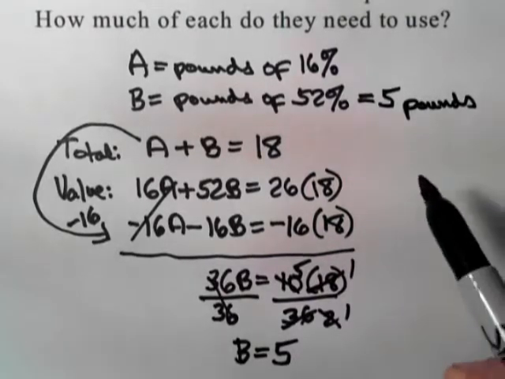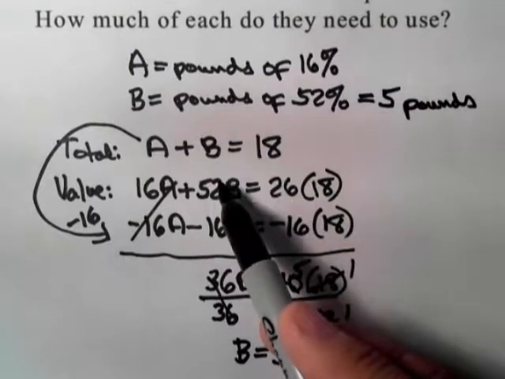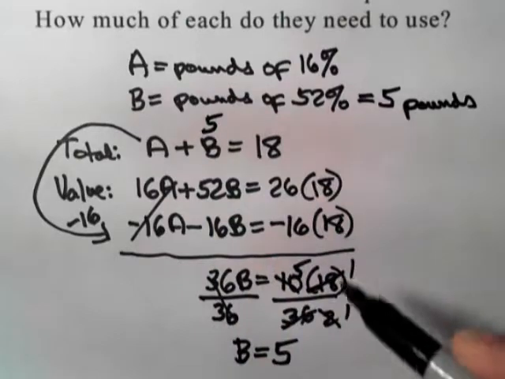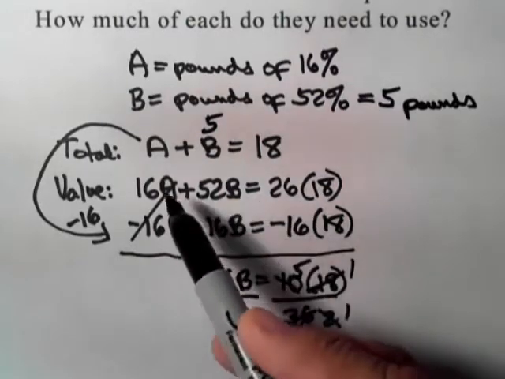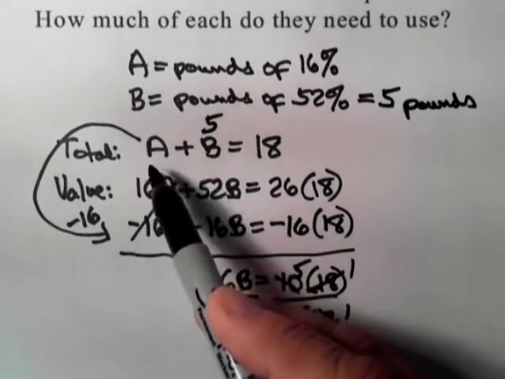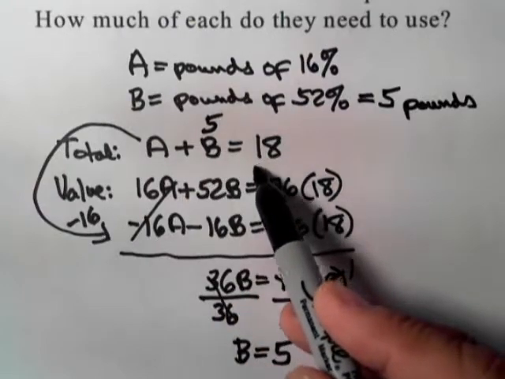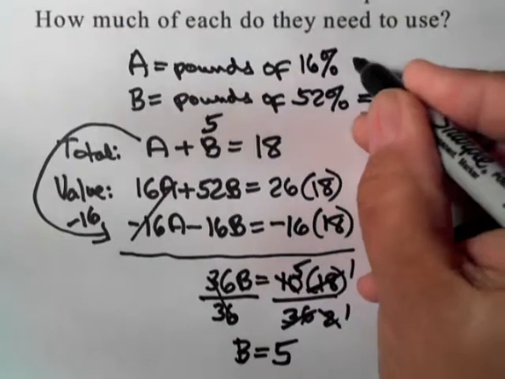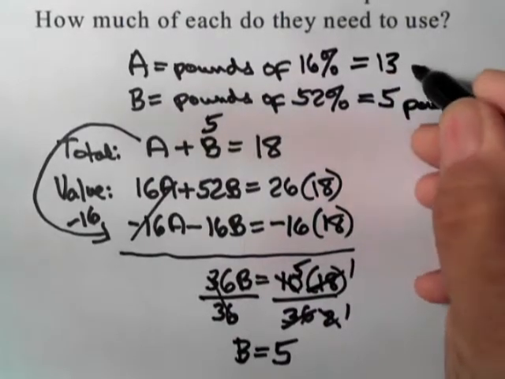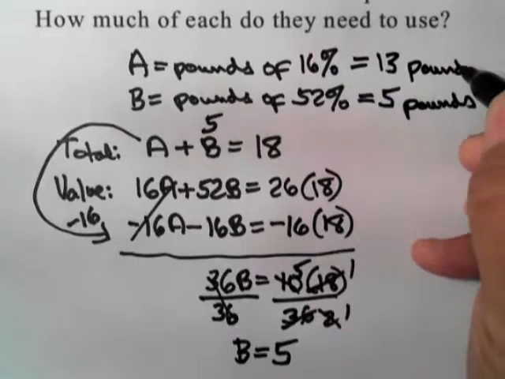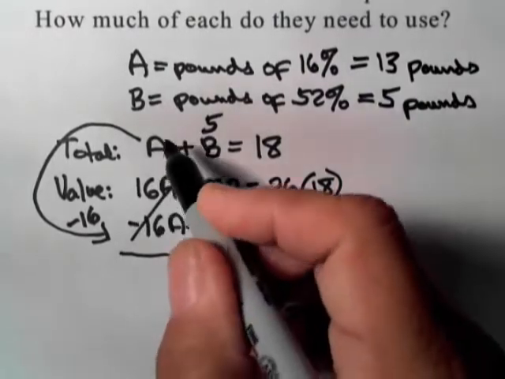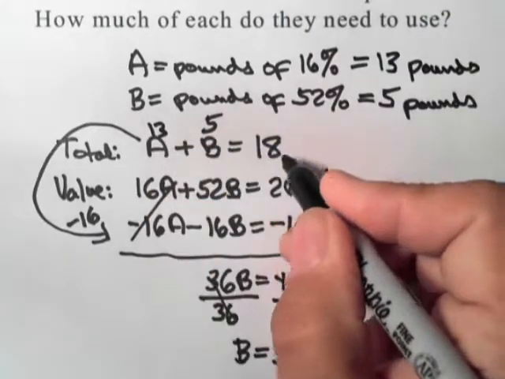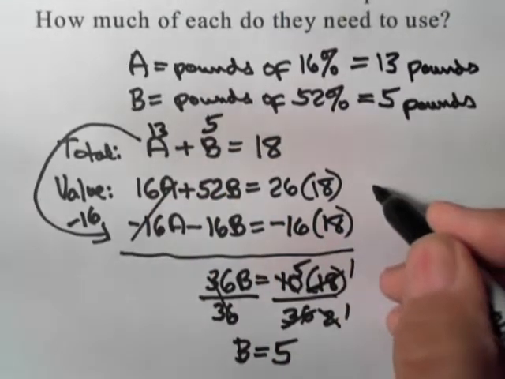And again, remember, you can usually figure out the other guy right in your head. If B is 5, which we just got, what does A have to be? So when you have A plus 5, you get 18. I think A has to be, what is it, 13? So it equals 13 pounds. Okay, there we go. I mean, you can write this out. If A is 13 here, 13 plus 5 is 18, so there we go.